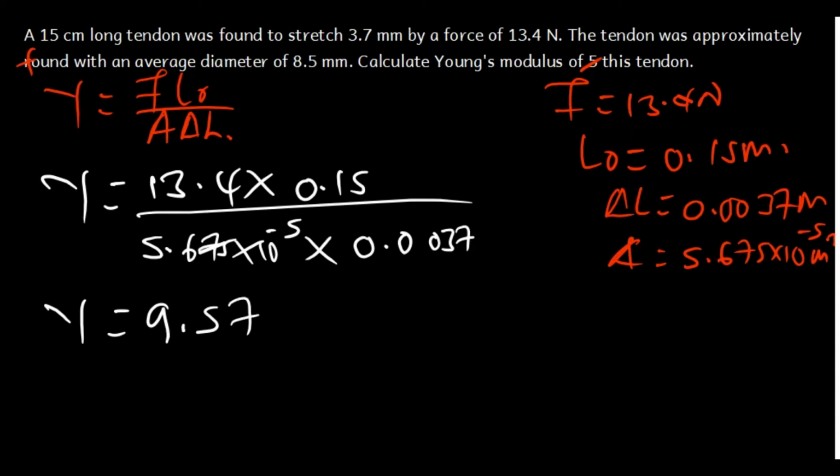This gives me 9.57. We check here: this is in one decimal place, so our answer is supposed to be in one decimal place as well. But first I can put this, and then I say times 10 raised to the power 6.